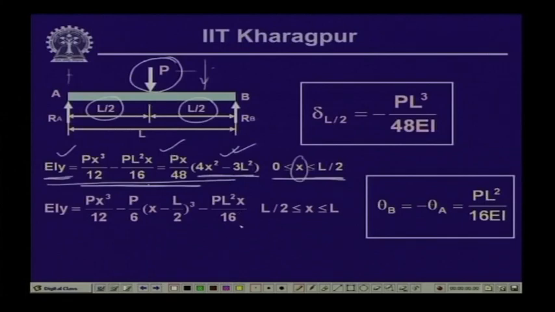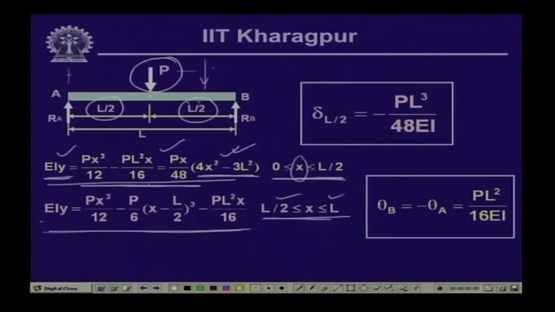Now, consequently, if we would like to evaluate the deflection at any point between L by 2 to L, then the second expression of the general expression will be used, where again for a and b we use the value of L by 2. Consequently, we see that EIy is equal to Px cube by 12 minus P by 6 into (x minus L by 2) cube minus PL square x by 16, and the validity is between L by 2 to L.